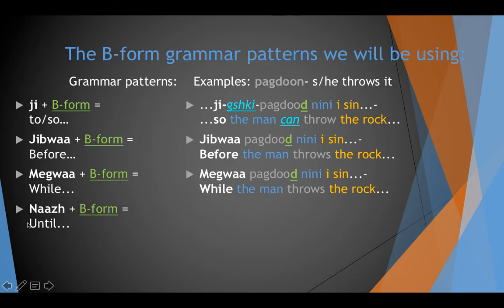Next we have naj plus B form, means until. And again, no dashes in these, so word order is a little bit more flexible. Naj pugdot ninisin, until the man throws the rock.